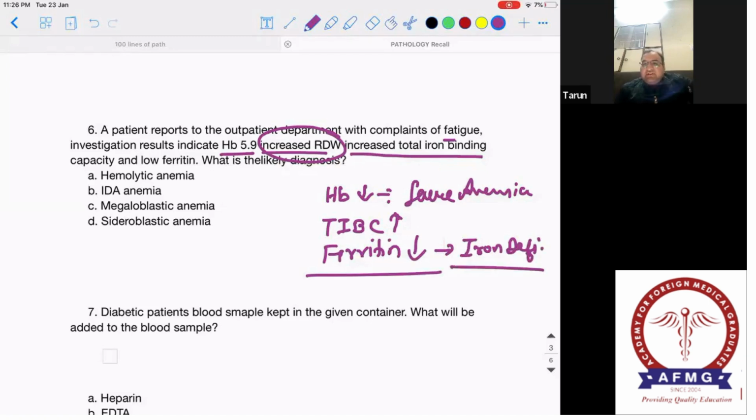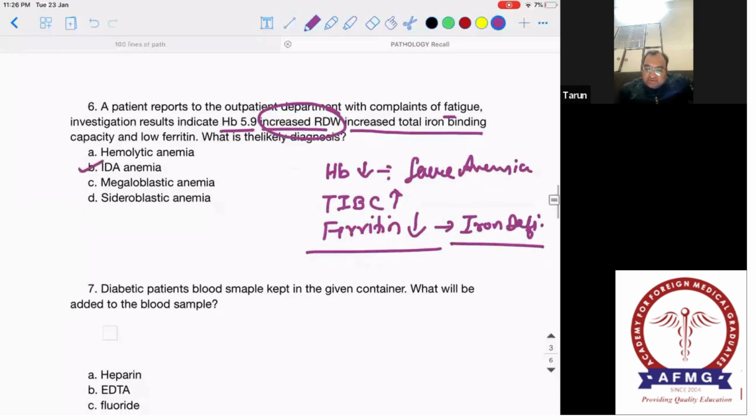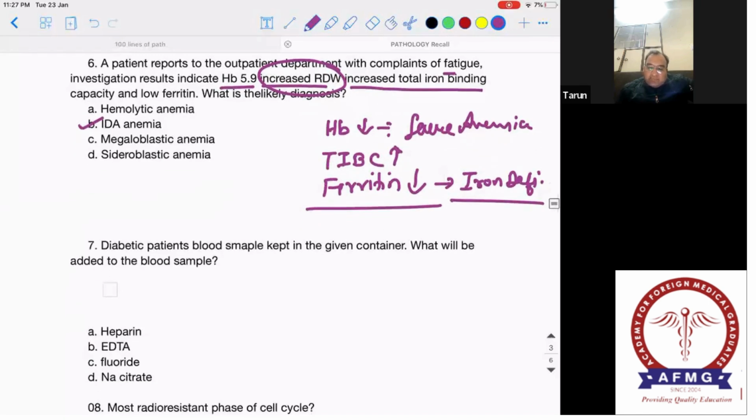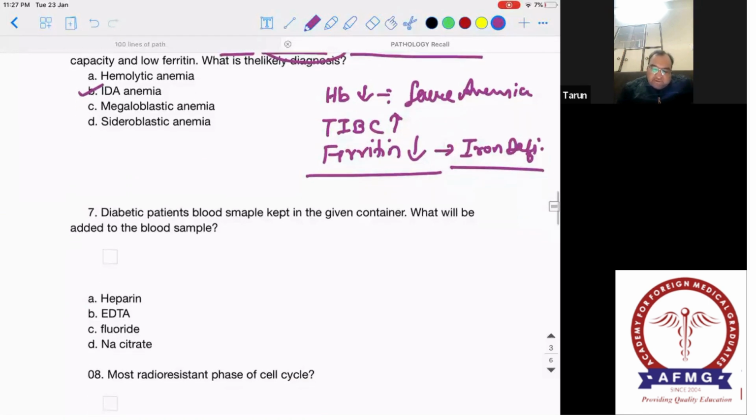Simple. If TIBC is increased, serum ferritin is low, serum iron is low, and RDW is increased, that means it's a case of iron deficiency anemia. So the answer will be iron deficiency anemia. Okay. If they say in the same question that iron parameters are normal, TIBC is normal, ferritin is normal, and RDW is normal, then you will consider it a case of thalassemia. But they are giving us the TIBC, which is increased here. So that is taking place in iron deficiency anemia cases. So I think it's again a simple thing, no problem at all.